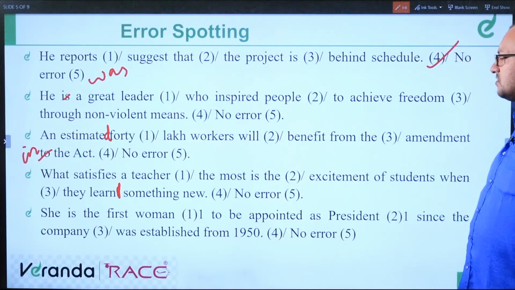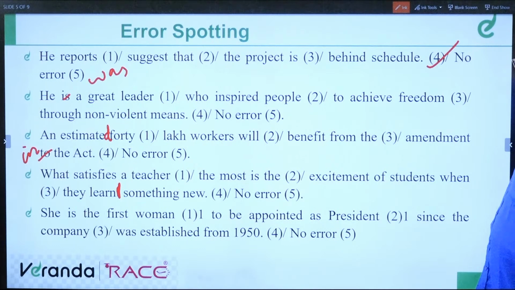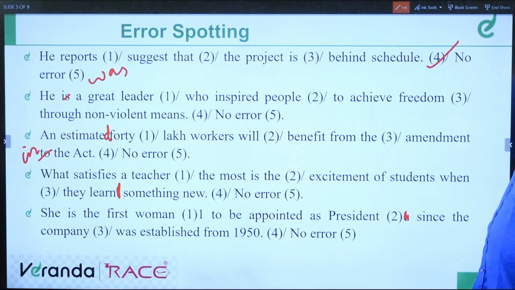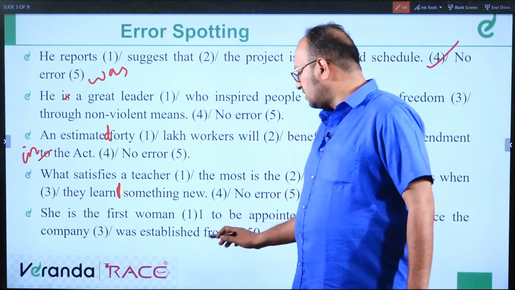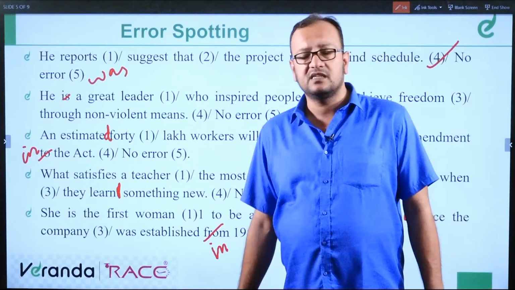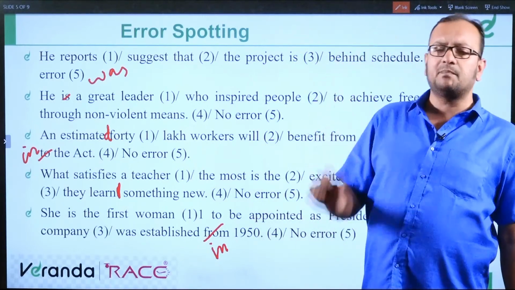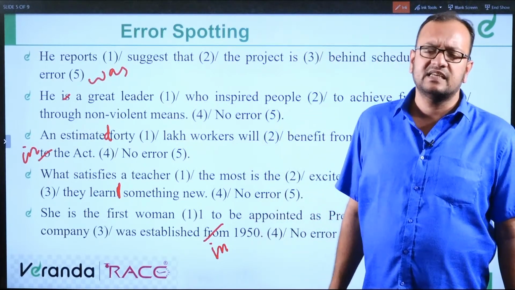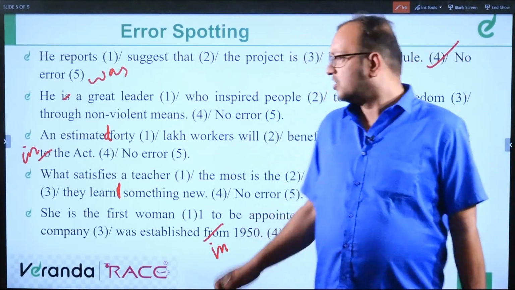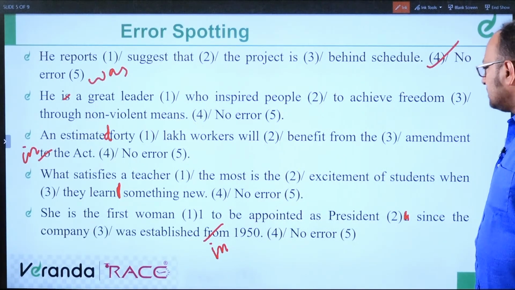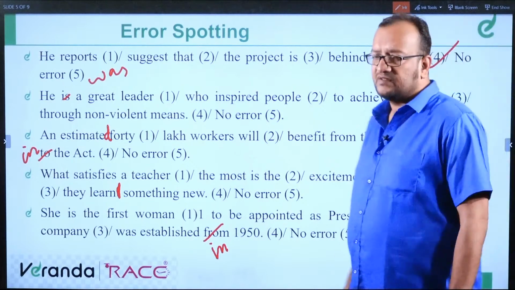Okay. She is the first woman to be appointed as president since the company was established from 1950. So it should be in 1950. Why in 1950? Because it's an event that happened in the past in a certain year. So for years we use in 1950, in 1996, in 1984, in 1947, this way. So she is the first woman to be appointed as president since the company was established in 1950.